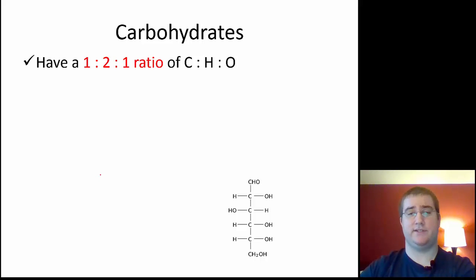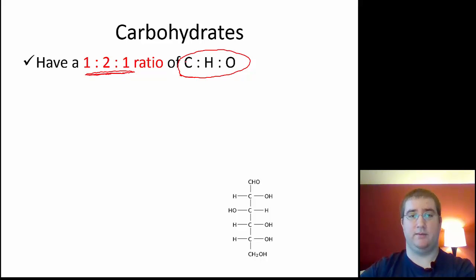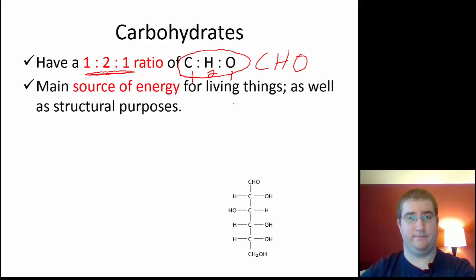One of the first things you need to know about carbohydrates is what they're actually made of. Carbohydrates are made of carbon, hydrogen, and oxygen in a very specific ratio. All carbohydrates have this 1 to 2 to 1 ratio, meaning 1 part carbon to 2 parts hydrogen to 1 part oxygen. So for every 1 carbon, there are 2 hydrogens. And so we say that carbohydrates are made of CHO: carbon, hydrogen, and oxygen.